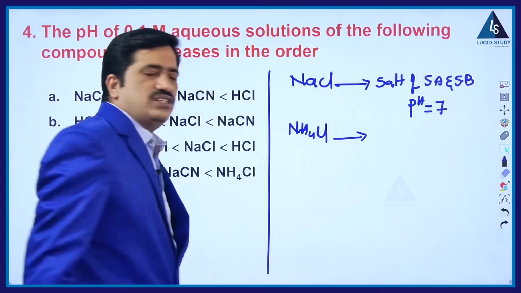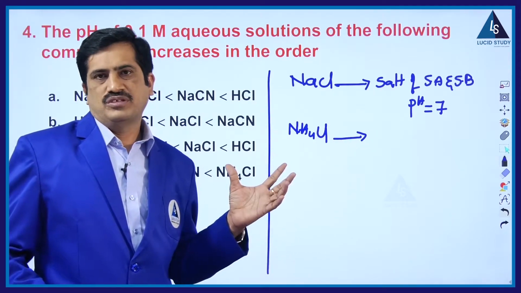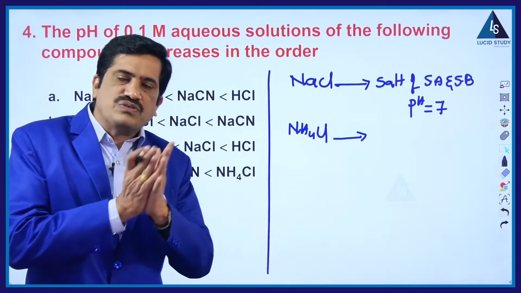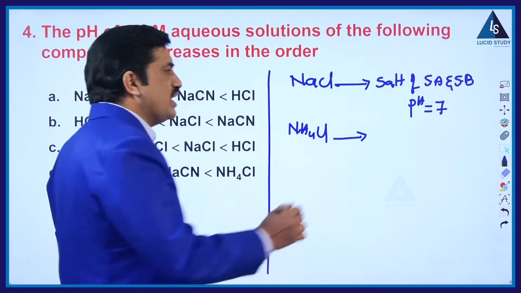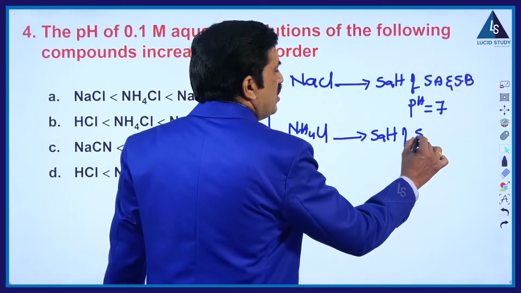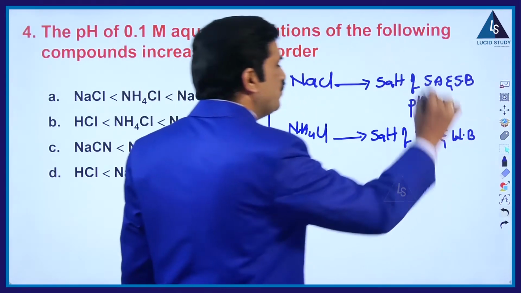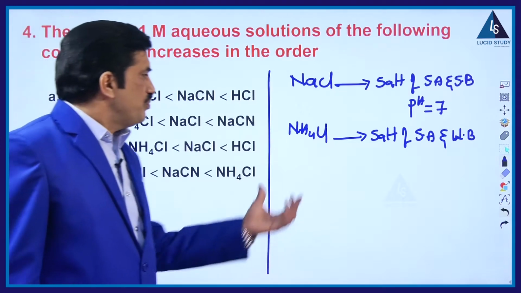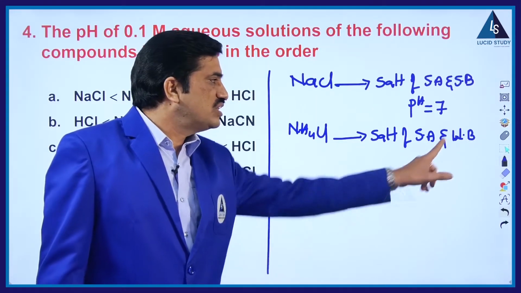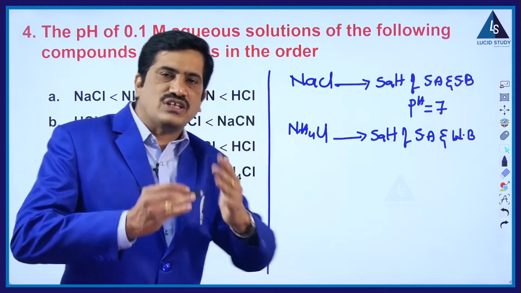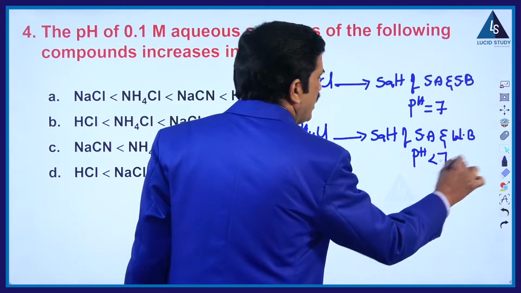And the next one, you take ammonium chloride, NH4Cl. Ammonium chloride is the salt of ammonium hydroxide and HCl. Please remember, ammonium hydroxide is a weak base, HCl is a strong acid. Therefore, ammonium chloride is the salt of a strong acid and a weak base. Now, the aqueous solution of a salt of a strong acid and a weak base has pH less than 7. Strong acid means pH less than 7. Therefore, in the case of ammonium chloride, the pH value is less than 7.